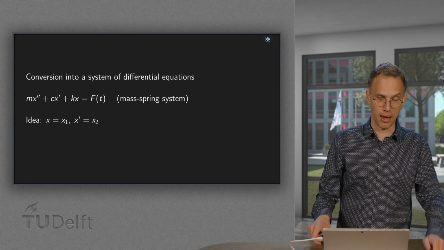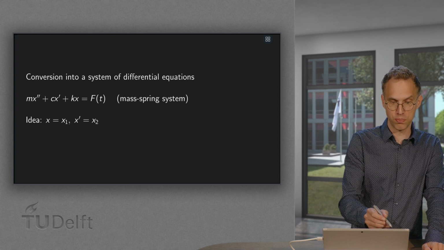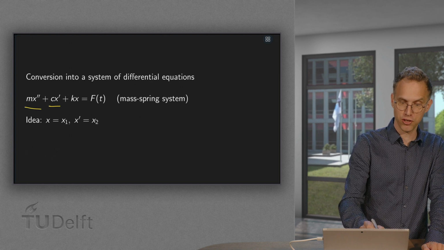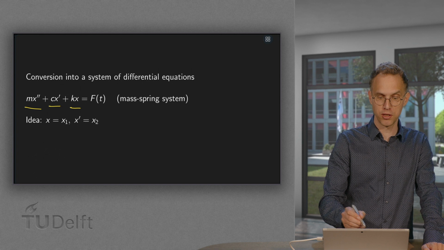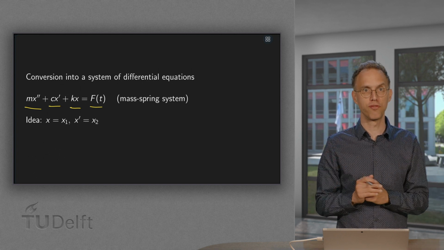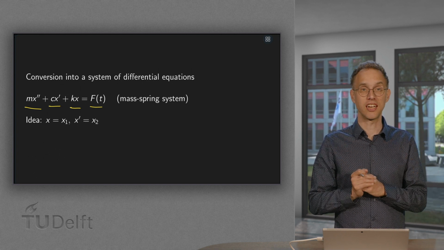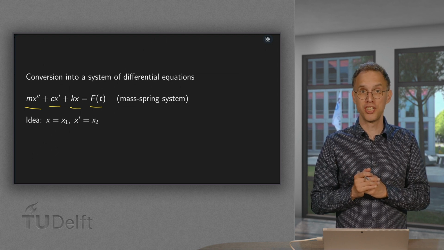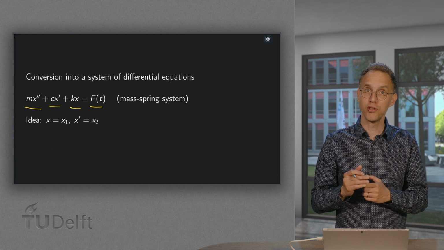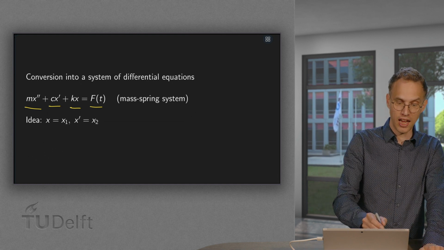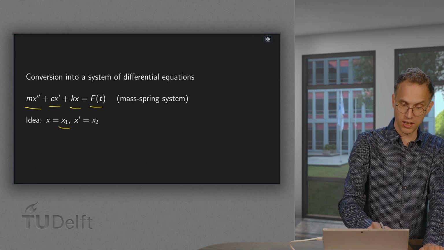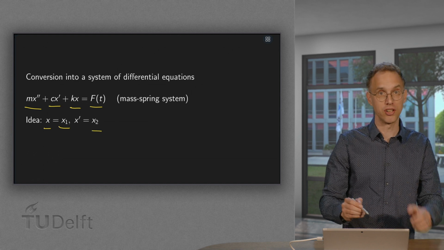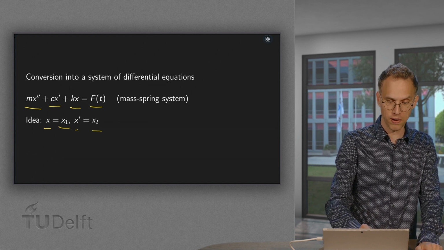First we look into the application, so our famous mass spring system. Mass times acceleration plus friction times velocity plus spring constant times displacement equals some f of t, some force. So this is a second order differential equation. However, we can convert this to a system of differential equations and we use the following strategy. As our x1 we choose x, and then we choose as our x2, our second dependent variable, x prime.